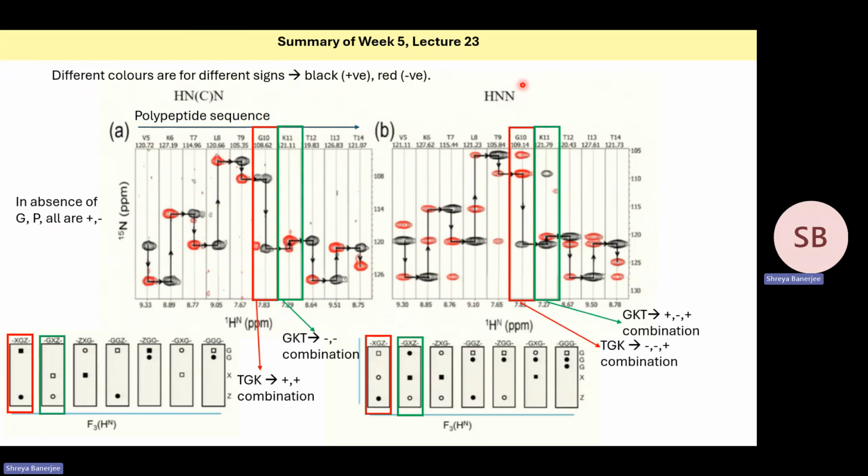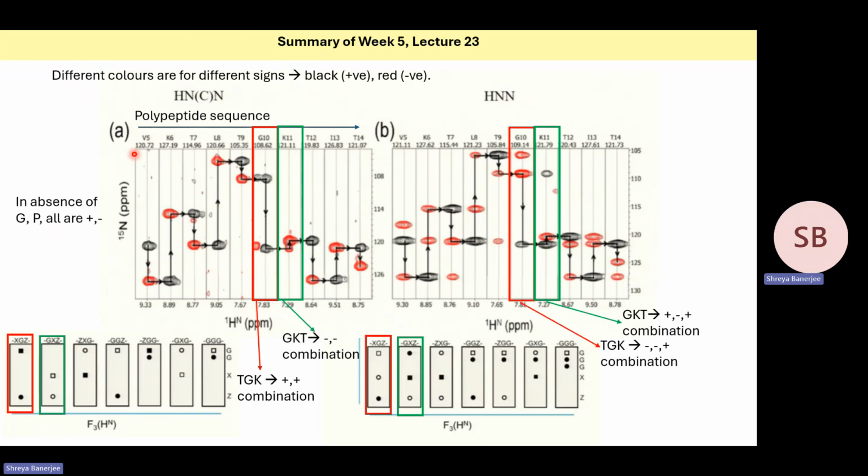So you have both the HNN and the HNCN. The polypeptide sequence is shown here. V5 is valine at the 5th position, K6 is lysine at the 6th position, and so on. So you have the polypeptide chain going in this direction, and you can see each of these cross sections shown in rectangles here.